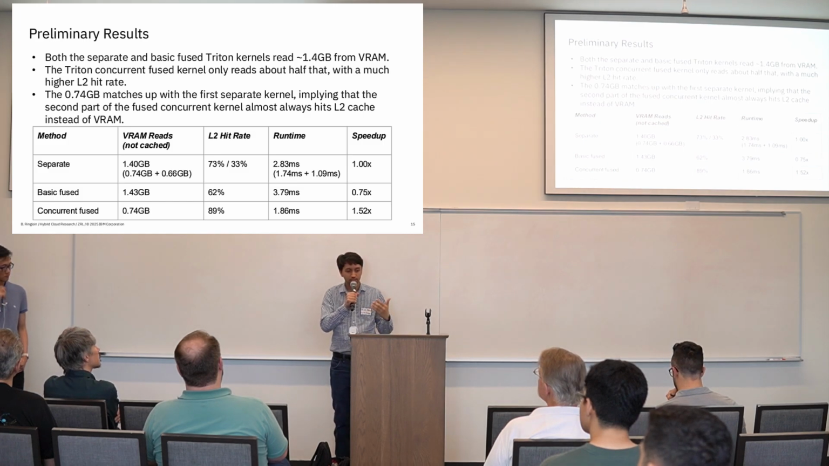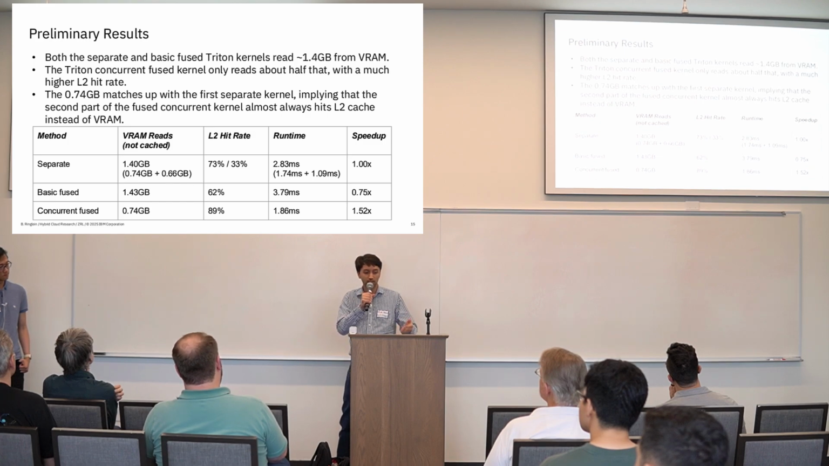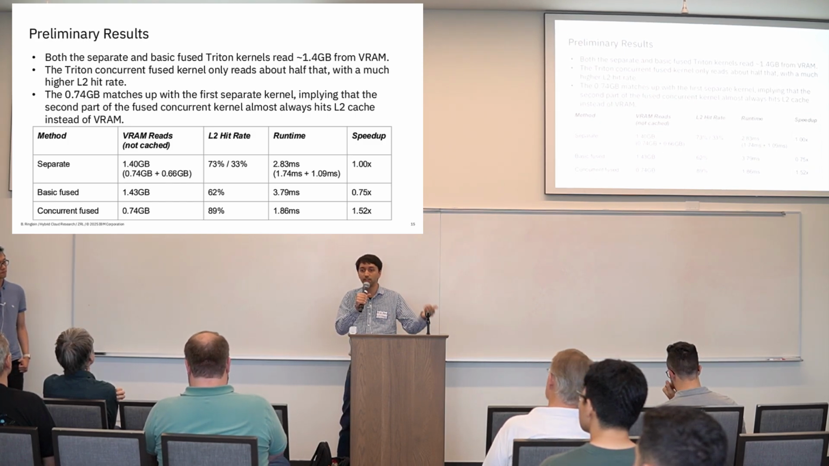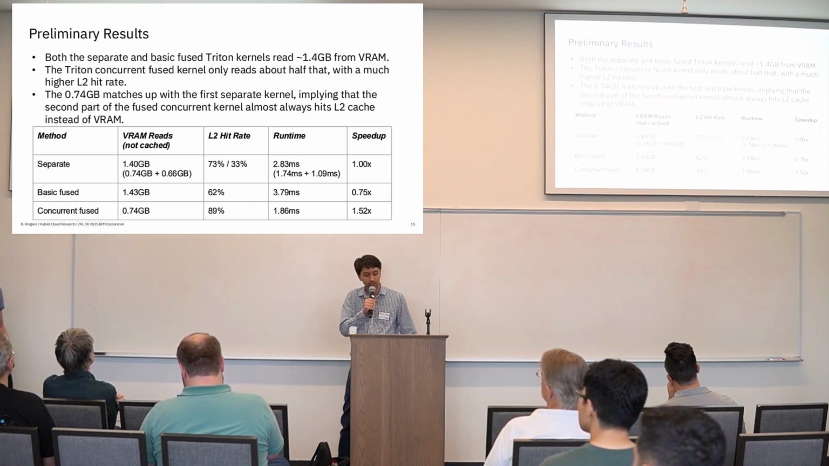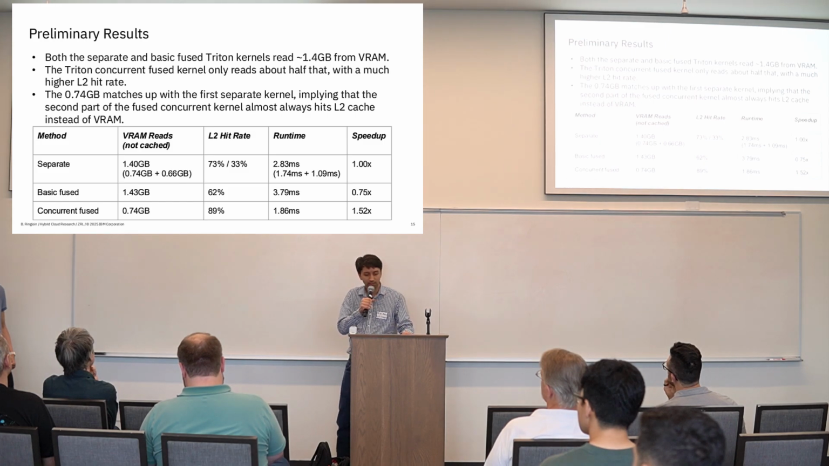So we have some preliminary results. We can see that separately, the two original kernels read 1.4 gigabytes from VRAM. And they had a certain L2 hit rate, and that's the baseline we were using. Then if we use that global barrier between the two kernels' code in the fused kernel, it actually didn't really give any benefit. We actually got a slowdown, and it's still reading the same amount of data.